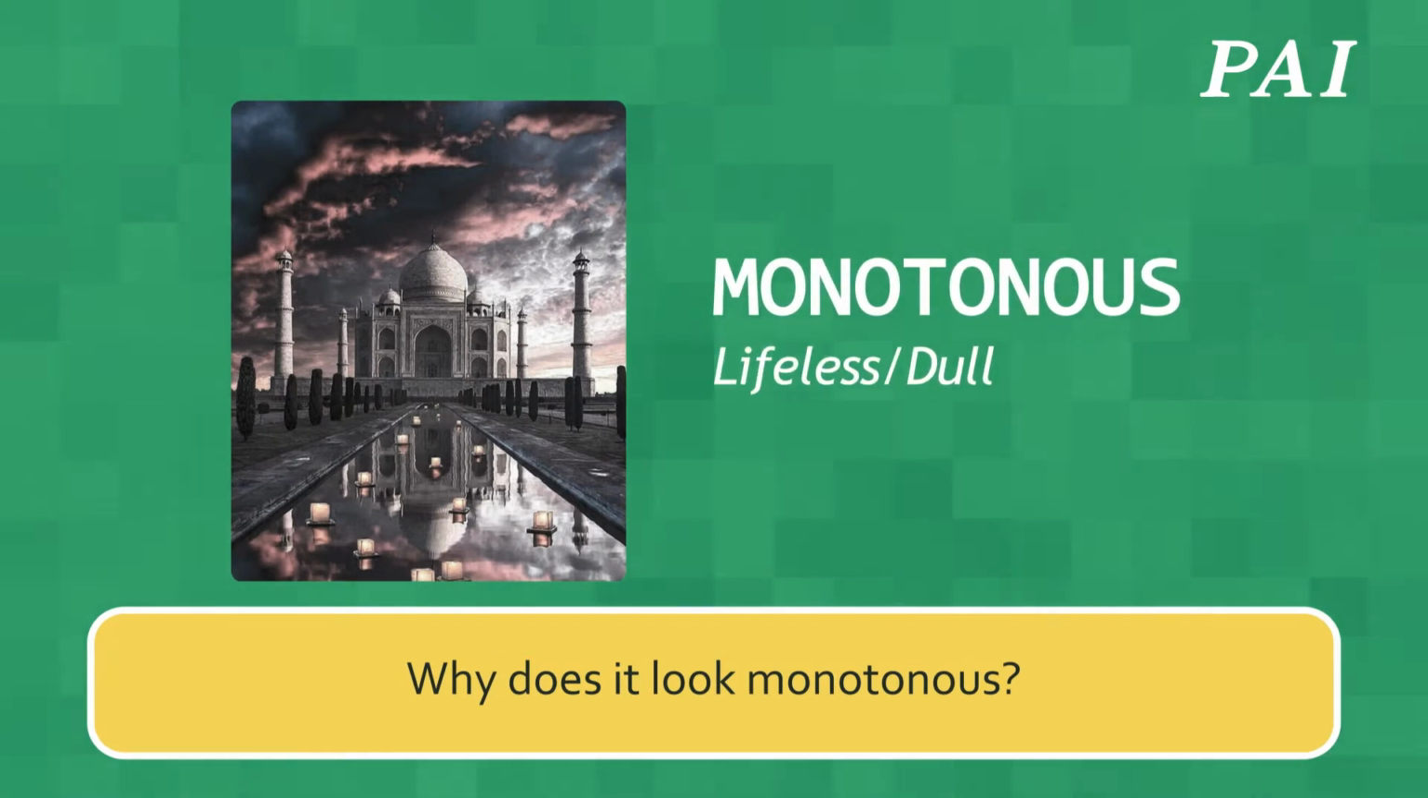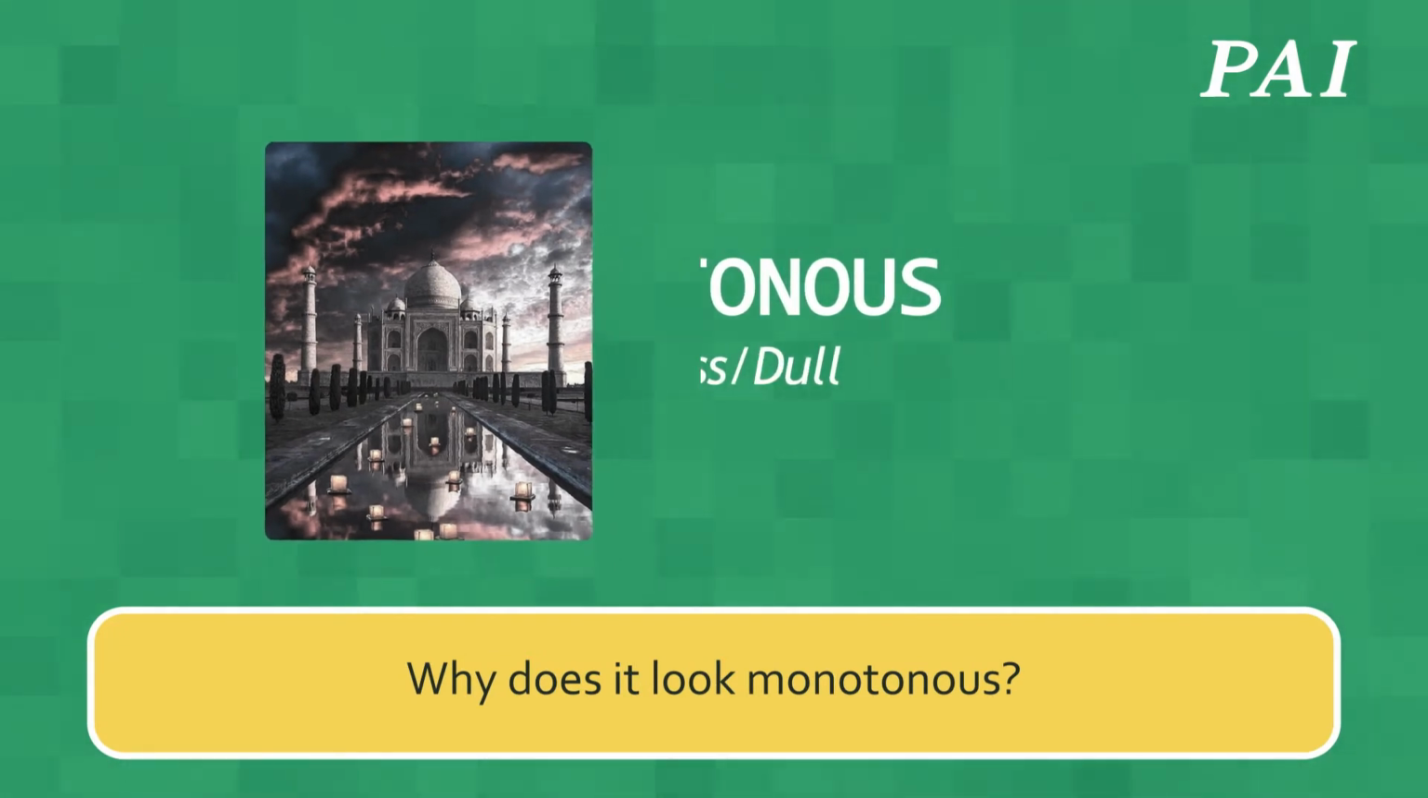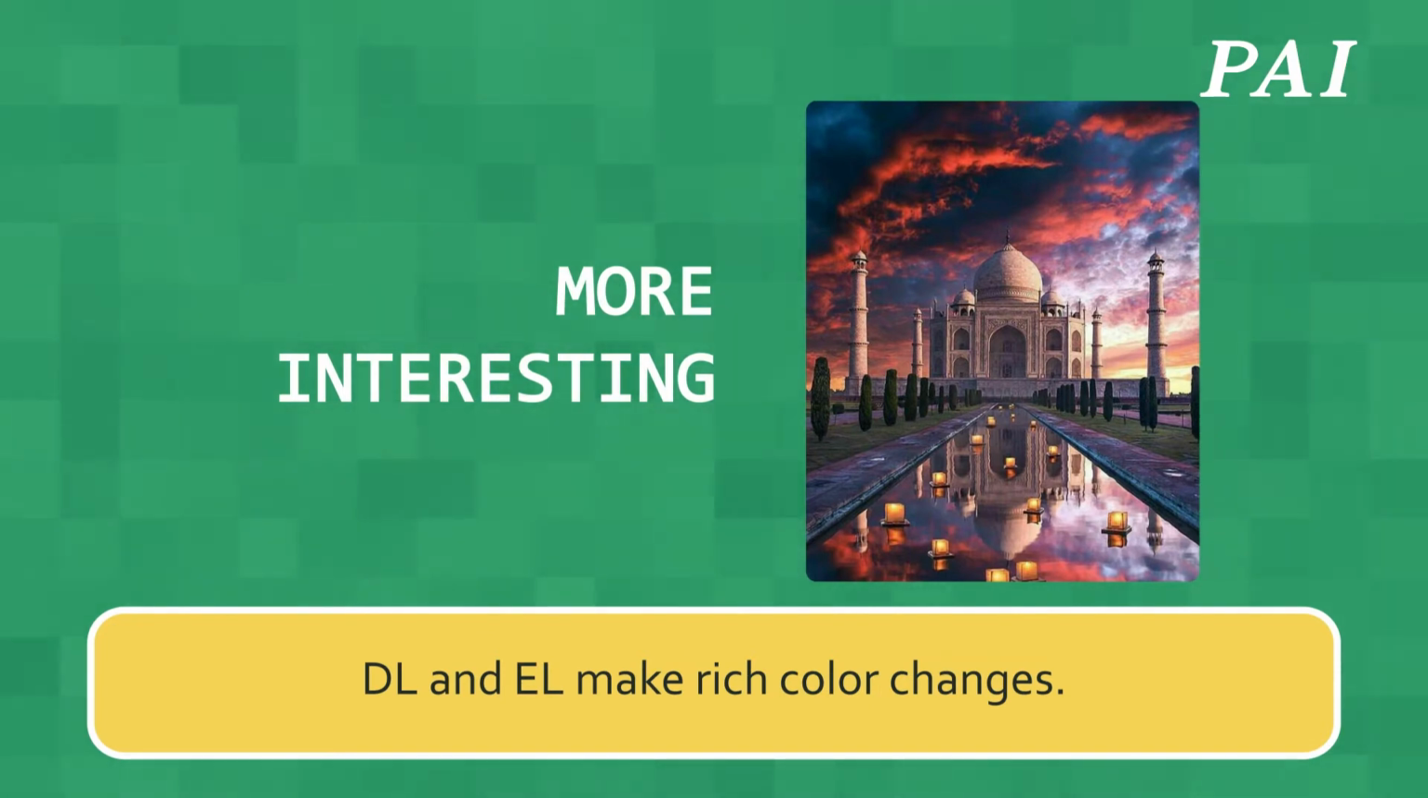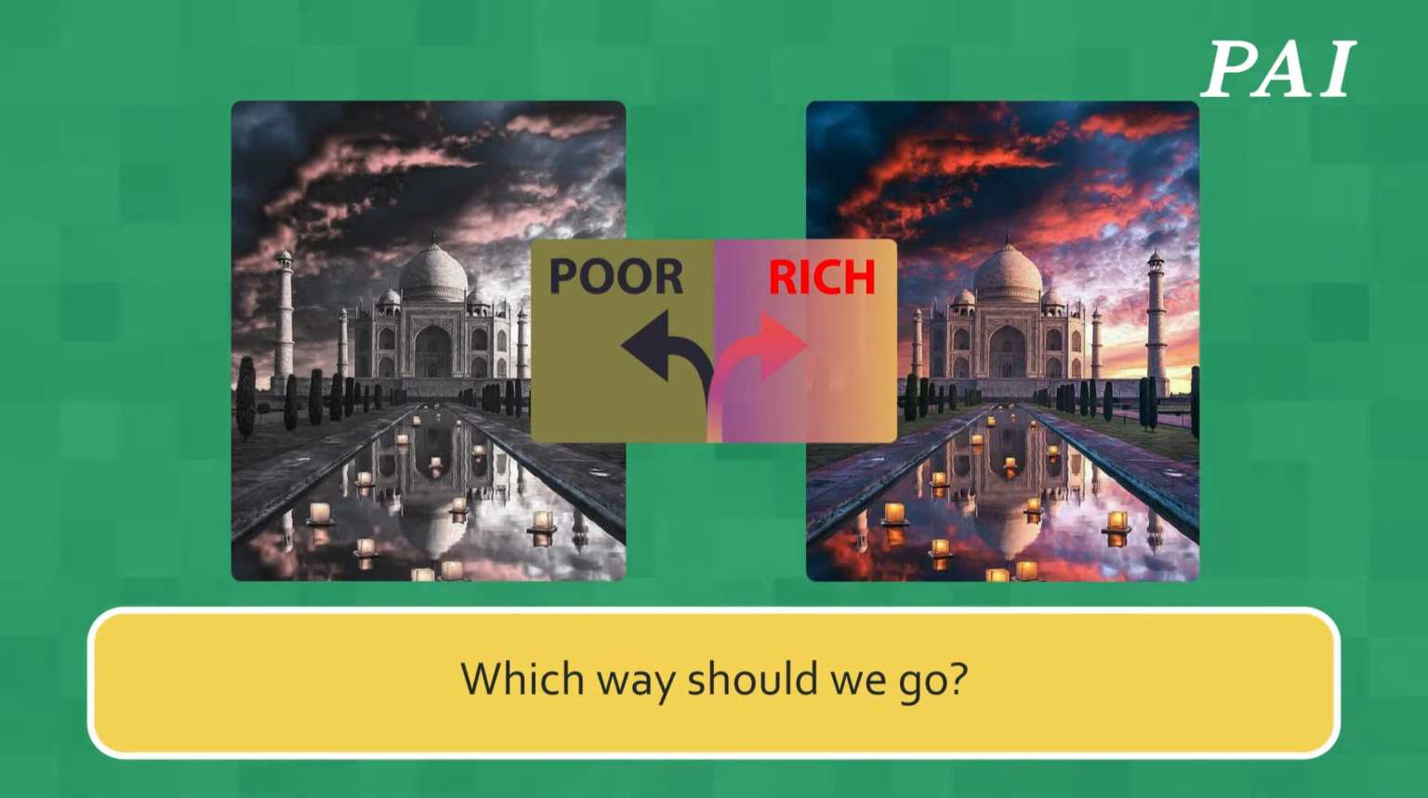Why does it look monotonous? DL and EL make rich color changes. Which way should we go?